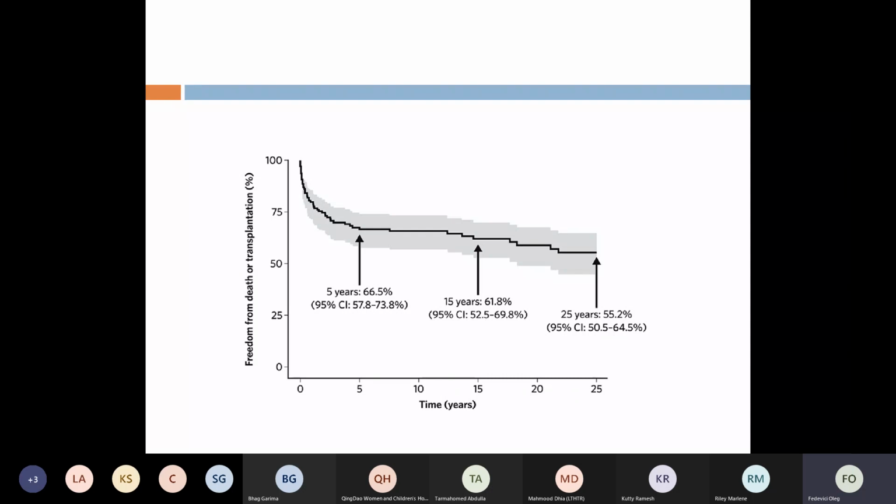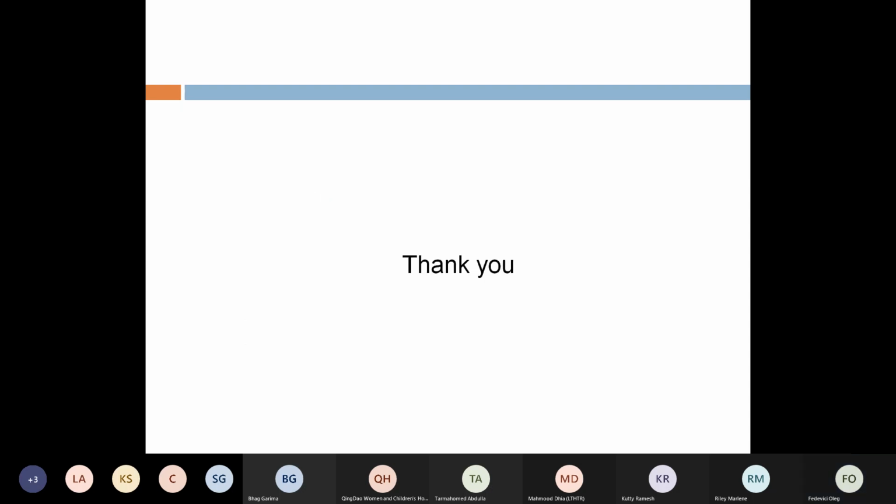Overall, you've got 25 years follow-up and about 55% of patients alive. It means a 65% rate of death or heart transplant. That's all I'd like to share with you today. Hope you enjoyed. Any questions?